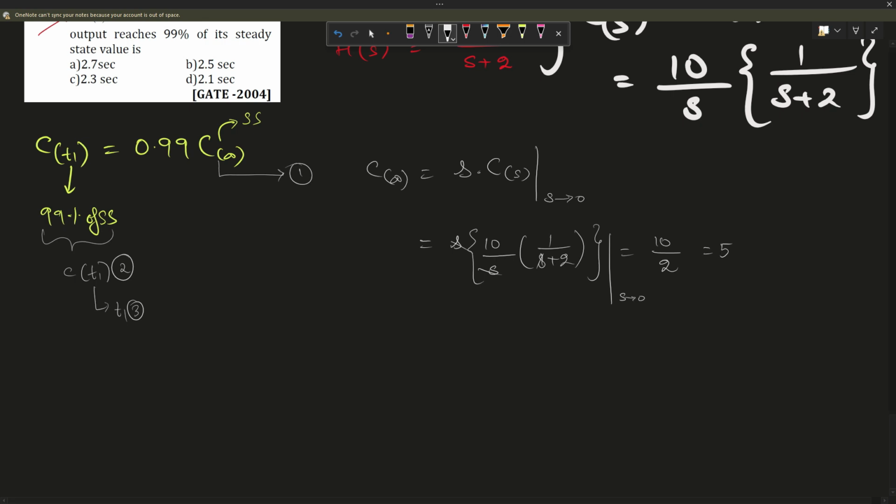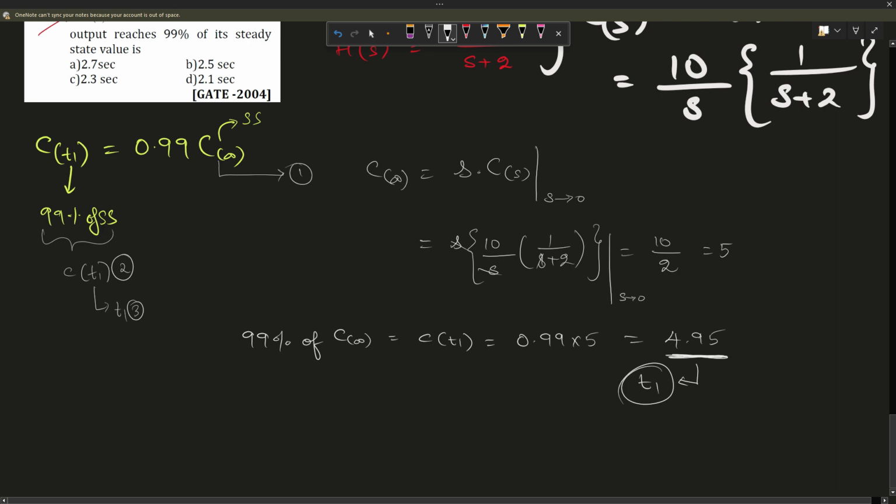What is 99% of it? 99% of C of infinity is equal to C at t1, which is equal to 0.99 into 5, which is 4.95. So what is asked? When the response is 4.95, what is the time, or how long does it take to reach 99% of the response? That is what is asked.